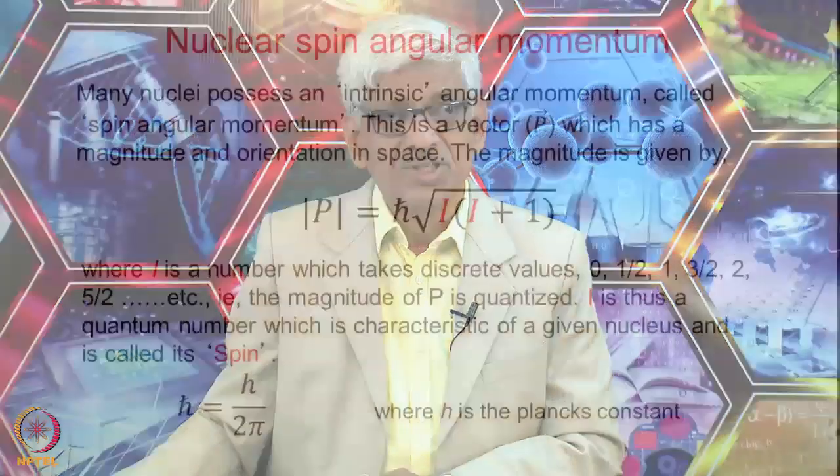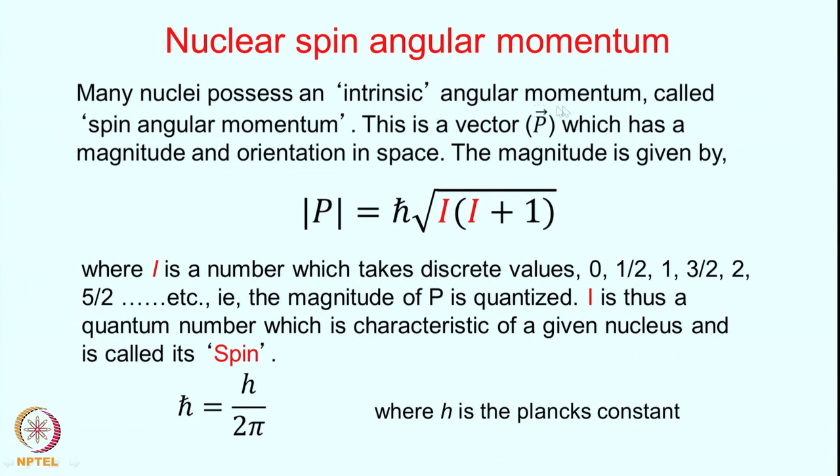Many nuclei possess an intrinsic angular momentum called spin angular momentum. Notice that this nomenclature, spin angular momentum, is somewhat of a misnomer, because it may tend to give an impression that there is something which is spinning or rotating. That was a concept which one had thought about, because angular momentum deals with angular motions, and therefore one thought that it is some kind of an angular motion which is happening. However, this is not the case here.